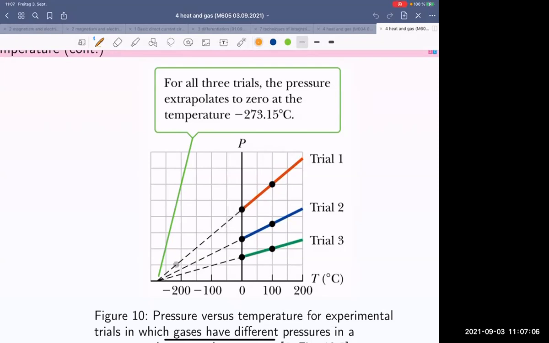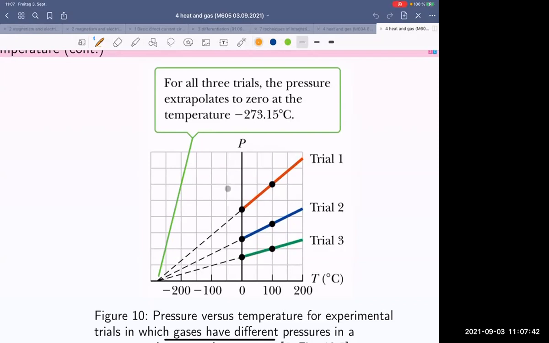The same point where we cannot find any lower temperature possible. We will not find any lower possible temperature anymore. And this is the same point for every gas. And they found that this point here on the temperature axis is equal to minus 273.15 degrees Celsius.